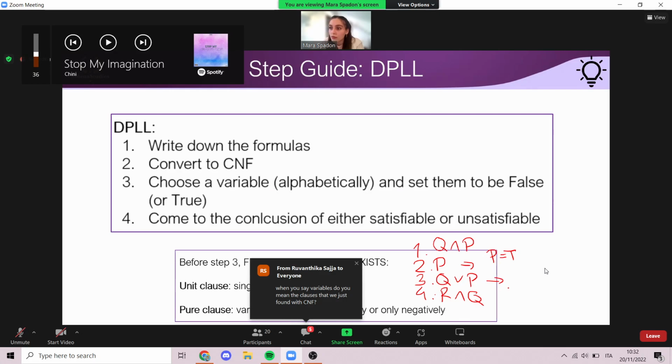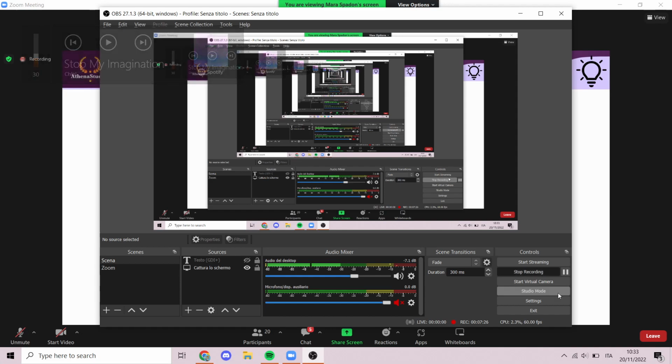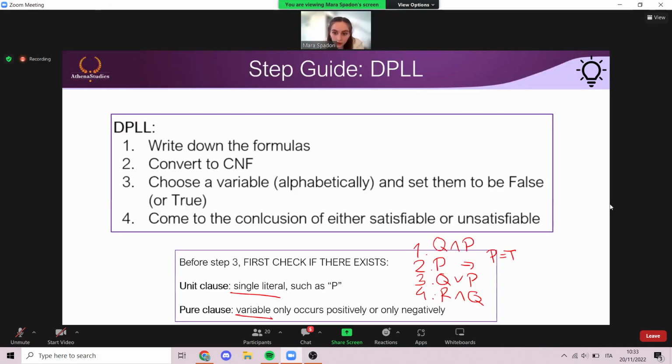When would you say variables? Do you mean the clauses that we just found with CNF? No, I mean a single literal actually. So only P, not this entire thing, but only P or only Q.